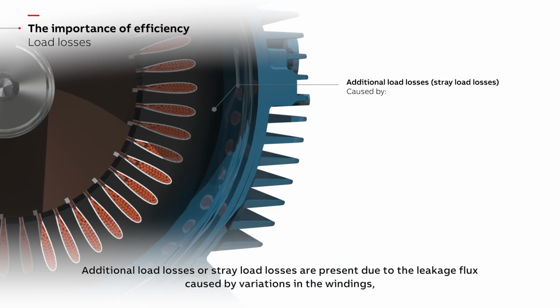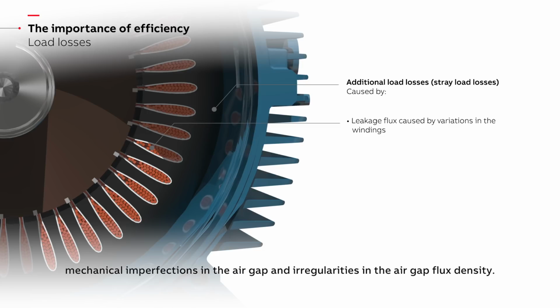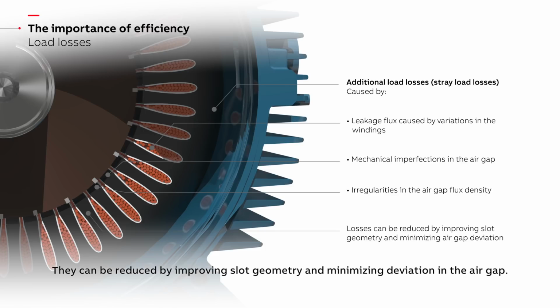Additional load losses, or stray load losses, are present due to the leakage flux caused by variations in the windings, mechanical imperfections in the air gap, and irregularities in the air gap flux density. They can be reduced by improving slot geometry and minimizing deviation in the air gap.